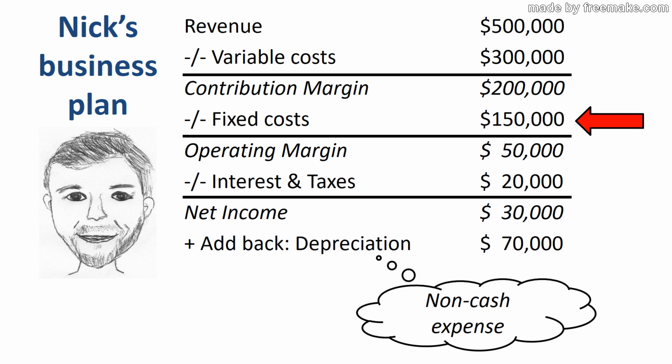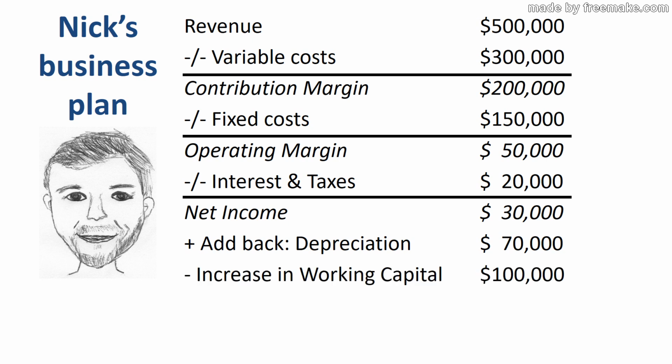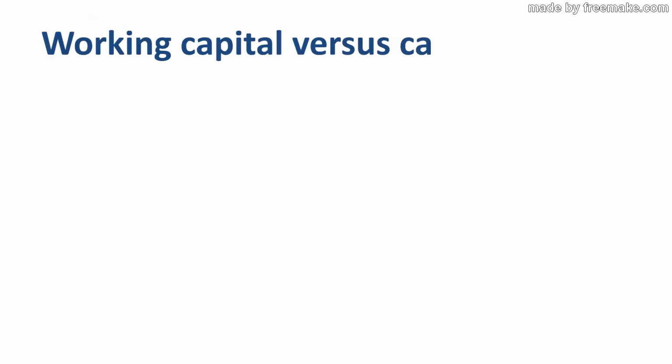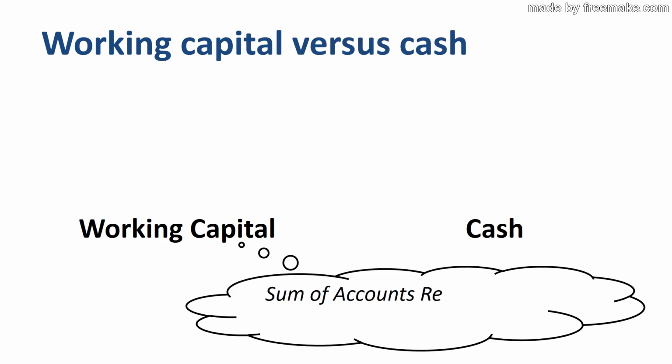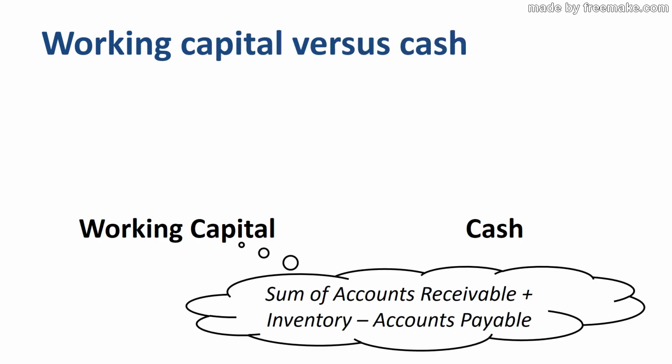For Nick to get to the cash flow picture, he needs to add back the depreciation that was deducted earlier. Next step to get from profit to cash flow is to look at the working capital needs in year 3. As the company is expected to grow rapidly, Nick projects an increase in working capital, which means from the cash flow perspective that there's a cash outflow. Here's how that works. Working capital is the sum of accounts receivable, invoices that you send to customers but that have not been paid yet, plus inventory, goods that you hold to sell, minus accounts payable, invoices received from your supplier that you have not paid yet.